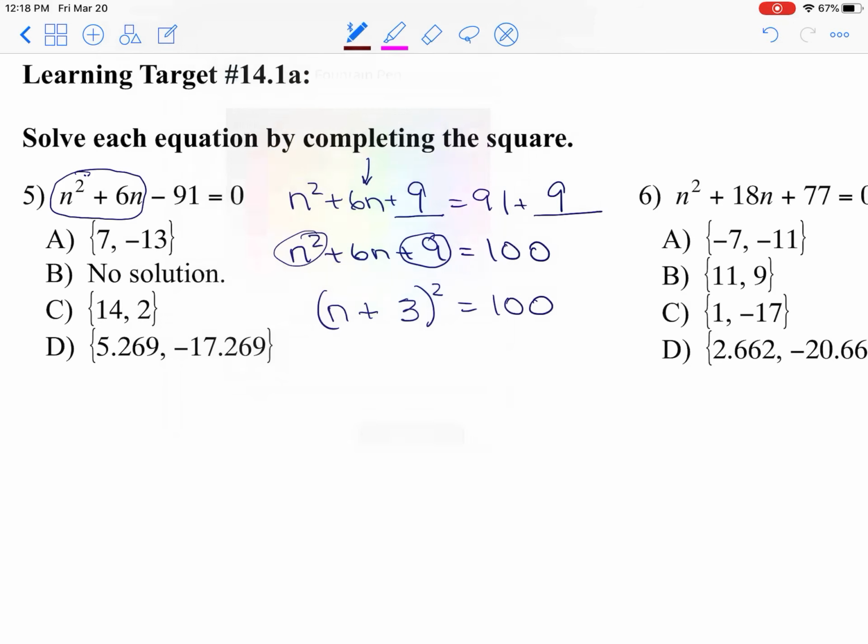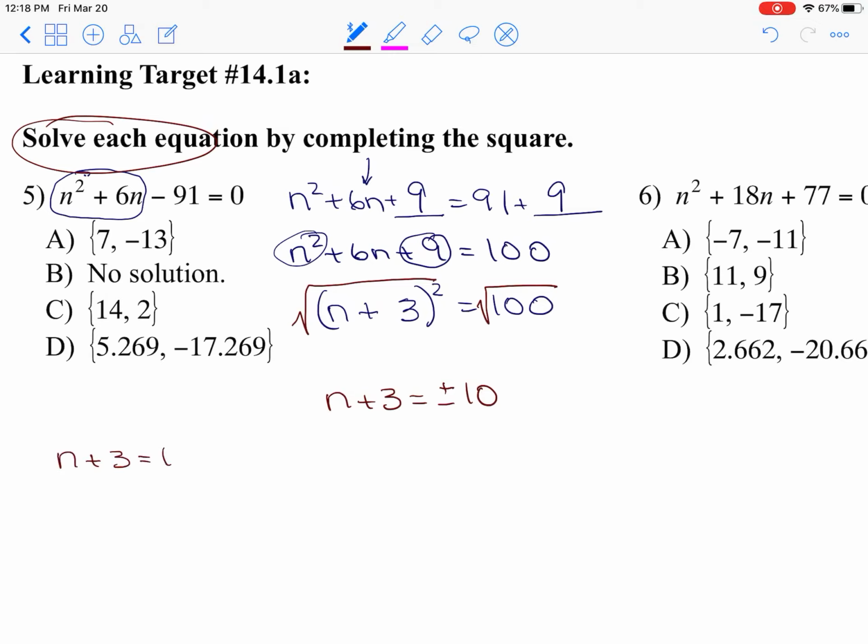Now, once we get here, we're going to take the square root of both sides. The square root of that binomial squared is just going to take the parentheses and the square part off, so I get n plus 3. And then the square root of 100 is positive or negative 10, because 10 times 10 is 100, and negative 10 times negative 10 is 100. So now to figure out what my value of n is, I just set up these two equations: n plus 3 equals 10, and n plus 3 equals negative 10.